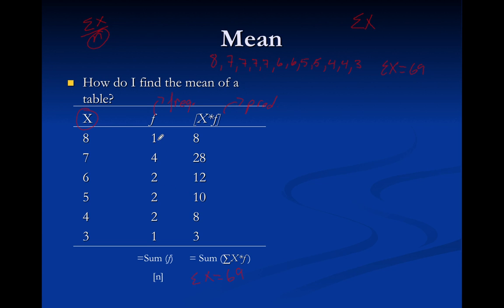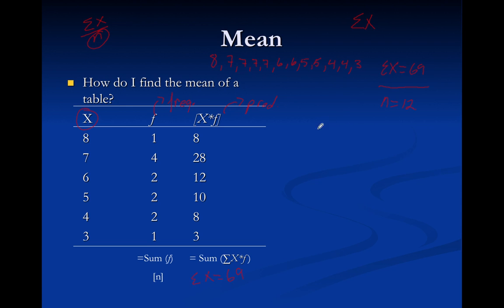So here, adding these up, 1 plus 4 is 5, plus 2 is 7, plus 2 is 9, plus 2 is 11, plus 1 is 12. So now we know that n is equal to 12 for our particular example. Okay, so sum of x is equal to 69, n is equal to 12.